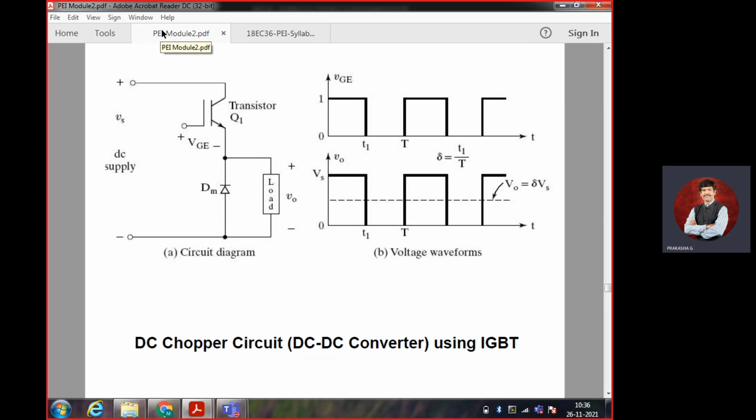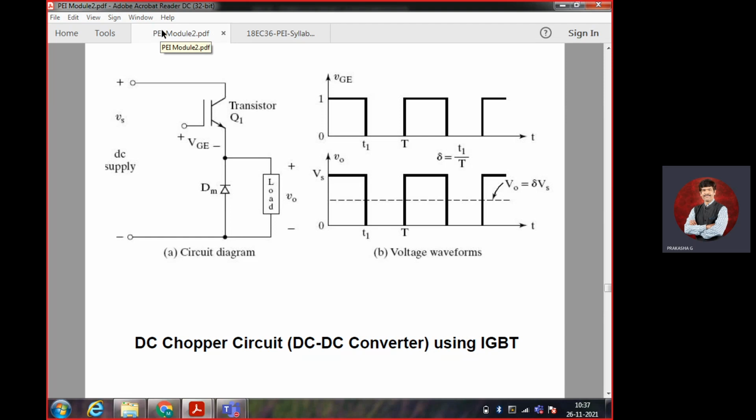If your T on time is more and T off time is less, obviously your average voltage is going to be a bit more. Assume that I have 8 seconds and 2 seconds. 8 seconds is T on time and 2 seconds is T off time. 8 divided by 10, you are going to get 0.8. 0.8 into 10, so the 8 volts you are going to get. So input voltage is 10 volts, and the average output voltage I am getting is 8 volts. It is stepping down.